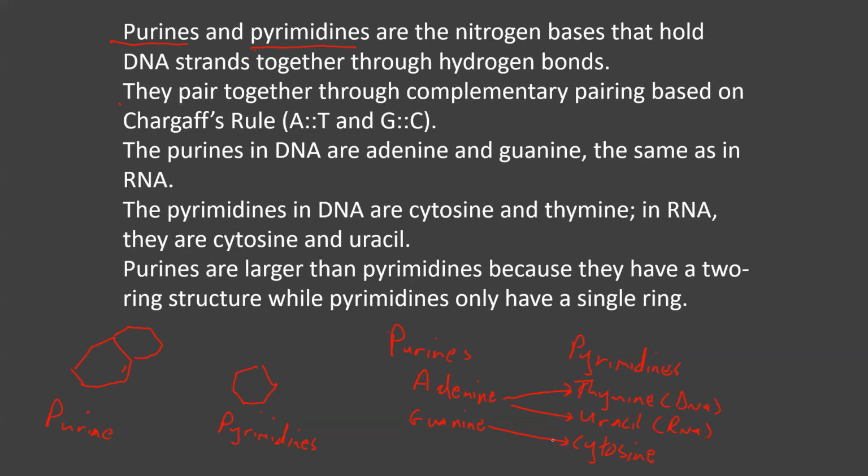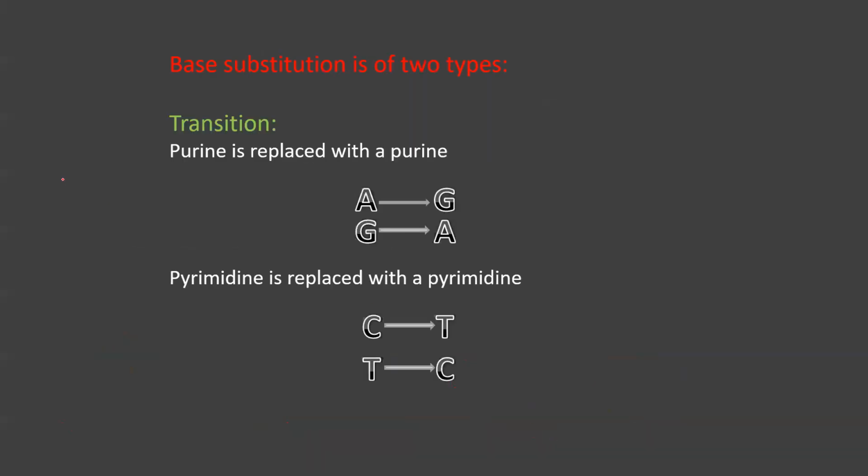So far, everything I've said should sound familiar to you, right? So purines bind to pyrimidines, guanine binds to cytosine. So guanine is a purine, cytosine is a pyrimidine. Adenine binds to thymine in DNA, and to uracil in RNA, right? So basically, this is what we have going on here.